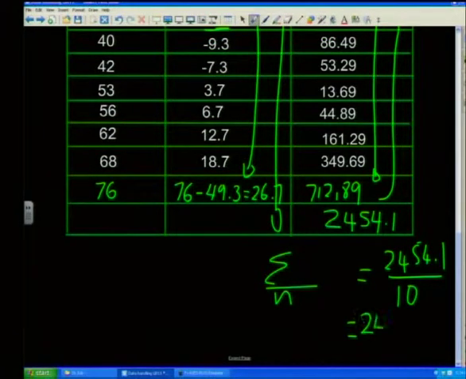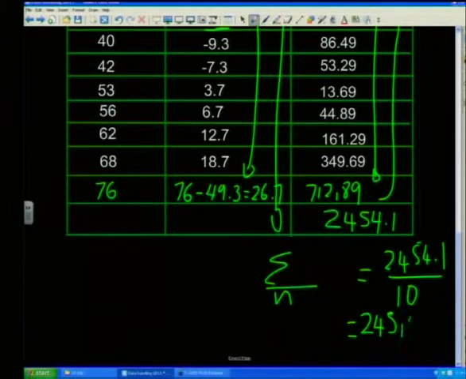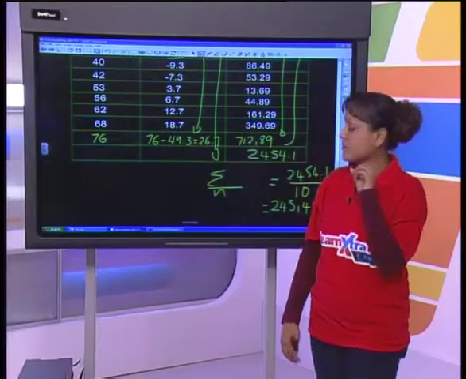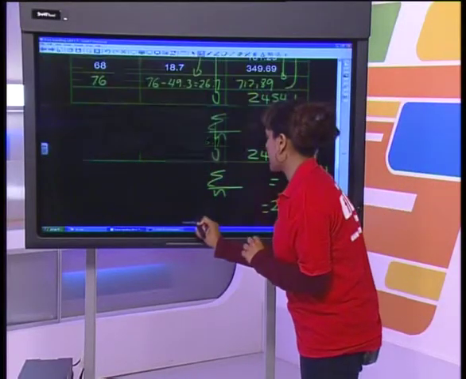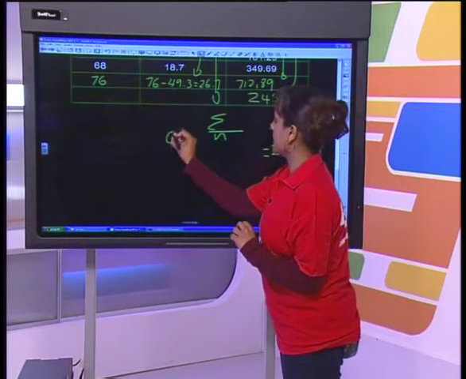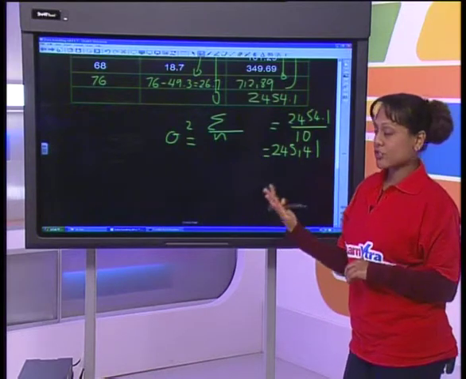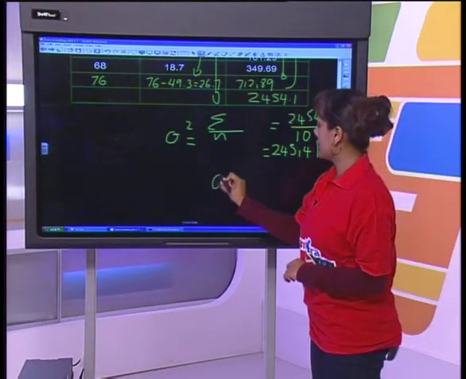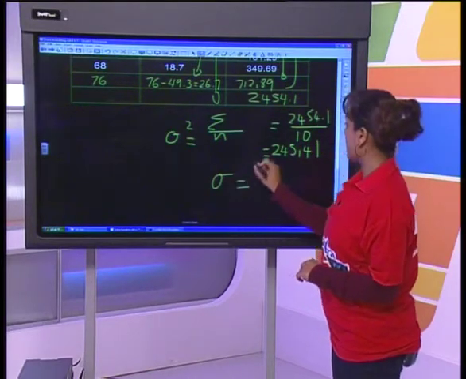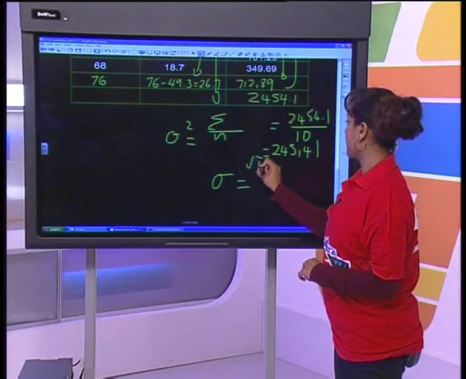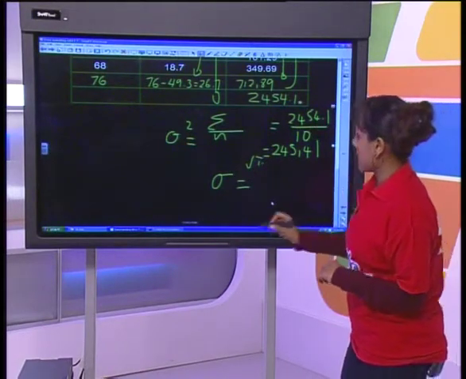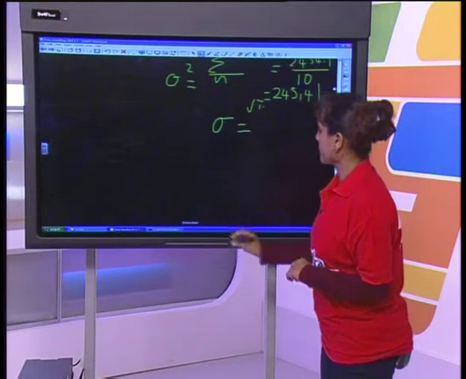Now remember guys, this is the variance, and really we can't compare this to anything. You can see 245.41 is so far away from the individual scores, which were 68 and 56 and all the rest. Now that we've got our variance, remember we were looking for standard deviation, not variance. So all I need to do is take the square root.